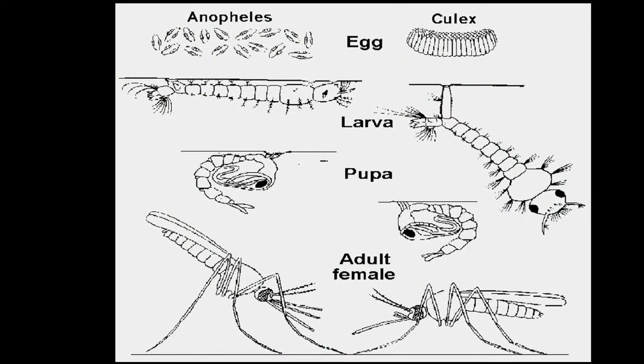The most medical importance in order Diptera have the following mosquito species: Anopheles, Culex, and Aedes. On this slide, you can see the differences between the main stages of mosquitoes Anopheles and Culex. So you can see the difference between eggs, larva, pupa, and adults.